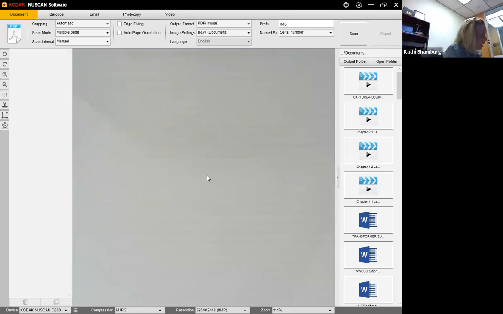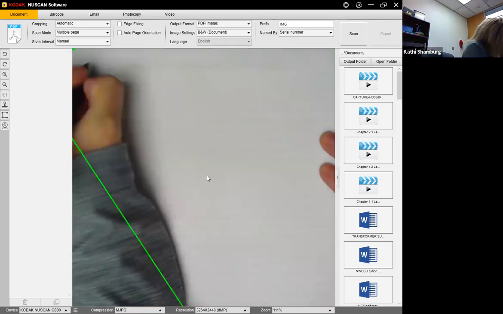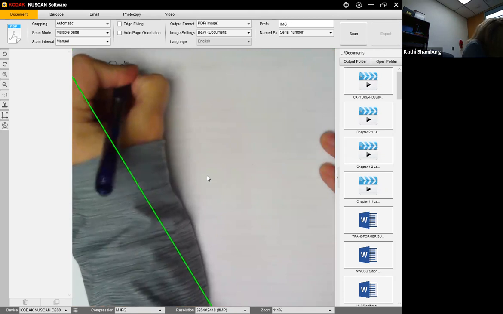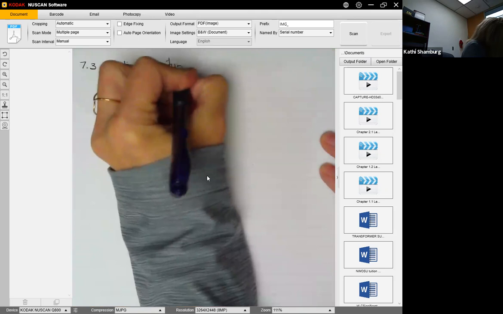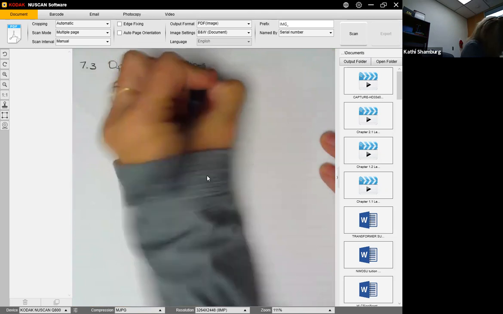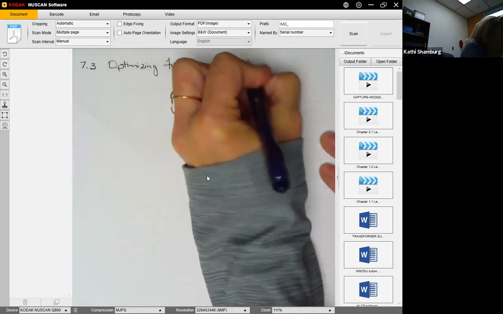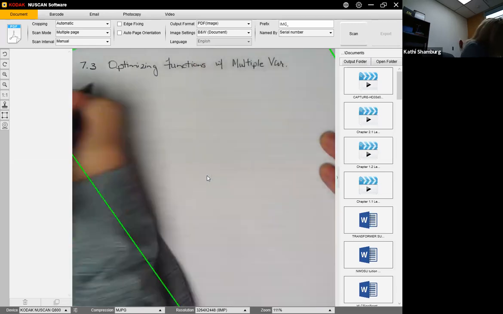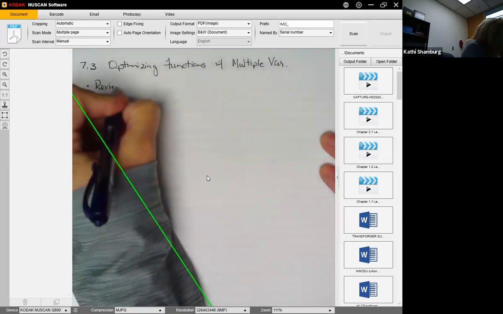Okay, we are going to be looking at 7.3, which is optimizing functions with multiple variables. Now, before we get into it, I want to do a bit of a review on optimizing.